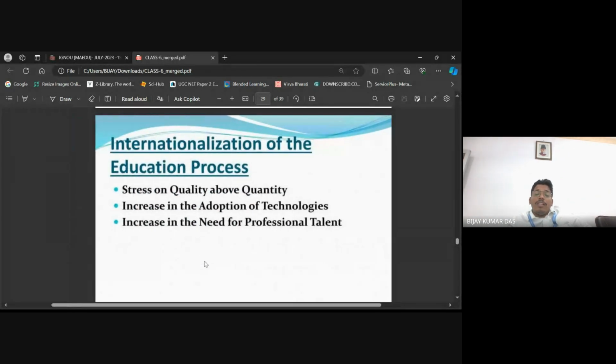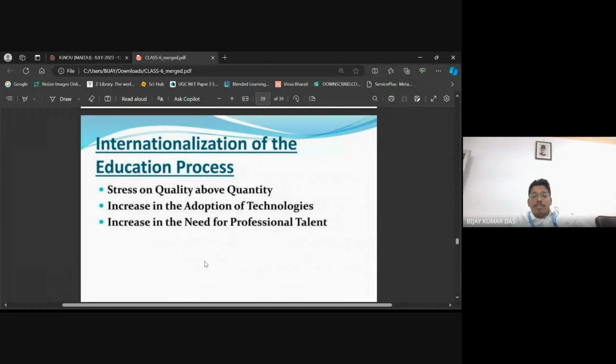Another trend is the internationalization of the education process. We are thinking of global citizenship, where global people and world citizenship. So we have to stress quality above quantity, not focus on quantity of education. If you talk about quality education, your book may be small, but if it is a quality book, if it is well written, it will be published and will have very good demand all over the country. The internationalization of the educational process is now found very little in this system, which needs to be increased and developed.